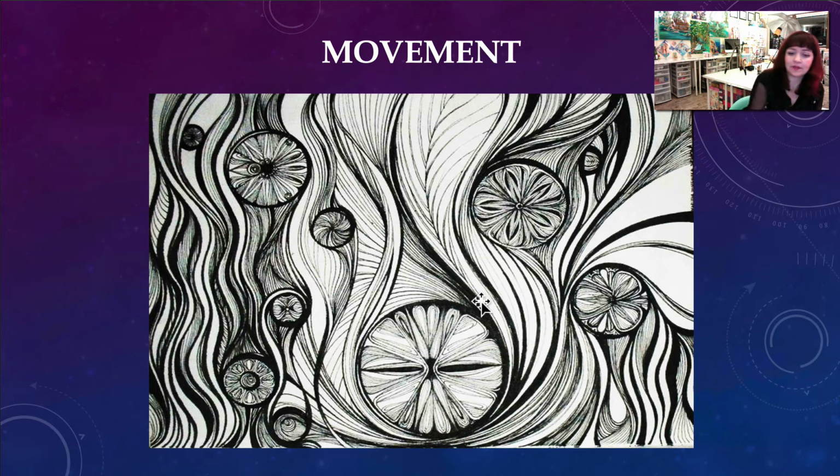Here's an example of an artwork. By repeating the same directional line, this artist created that movement, right? So your eyes just want to follow those lines.